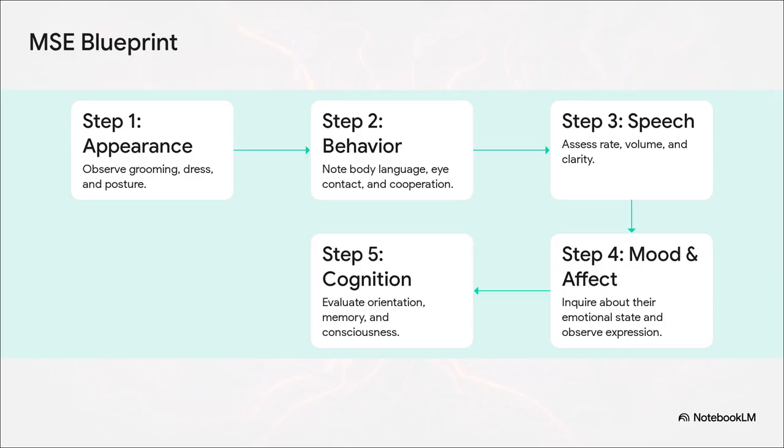This blueprint here breaks the MSE down into 5 pretty manageable steps. Just think of it like you're doing a systems check on a complex machine. You start with the most obvious, external data, appearance, behavior, speech, before you move deeper into the internal machinery of mood, affect, and cognition. It's just a logical flow, from the outside in.